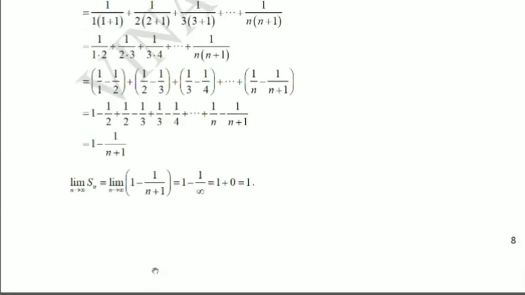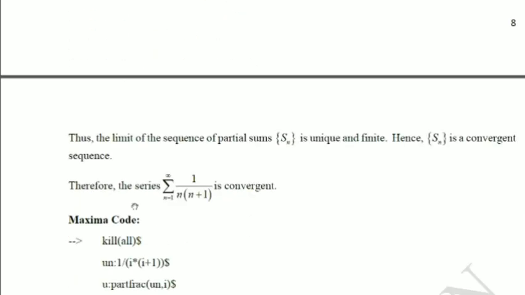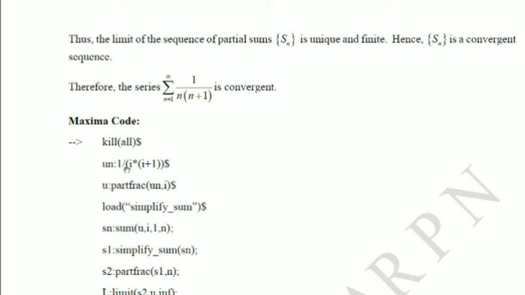Then you have to write the nth term. What is your nth term? 1 by n into n plus 1. So I'm giving the nth term as 1 by, instead of n, I've taken I. So you are here because you know that your n has to run from 1 to infinity.